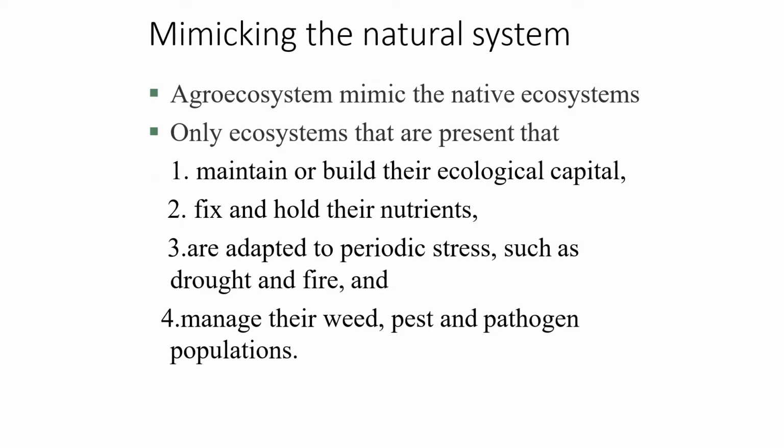Now, the mimicking of the natural system. In this, the agro ecosystem mimics the native ecosystems. Only ecosystems that are present maintain or build their ecological capital, fix and hold their nutrients, are adapted to periodic stress such as drought and fire, and manage their weed, pest, and pathogen populations.